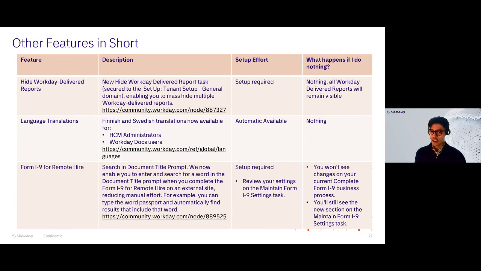We then have some additional language translations within the HCM core area, which is Finnish and Swedish translations that are now available for HCM administrators as well as Workday Docs users. And this is also automatically available. And then there are some improvements in the Form I-9 for remote hire, where they have a search and document title prompt. For example, you can type the word passport and automatically find results that include that particular word.